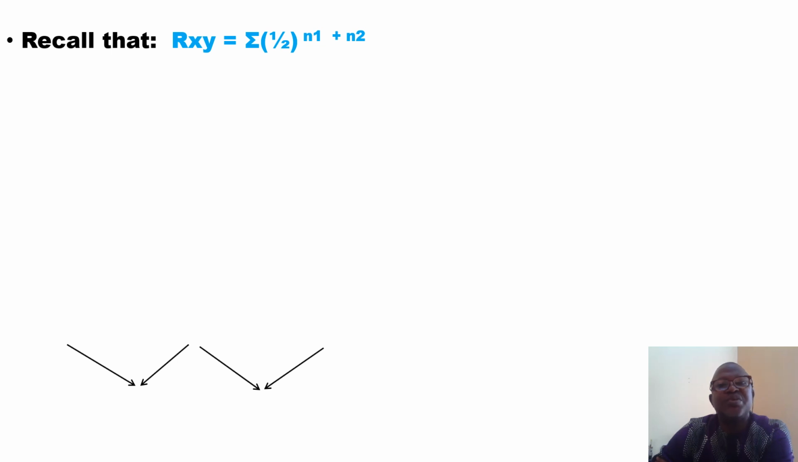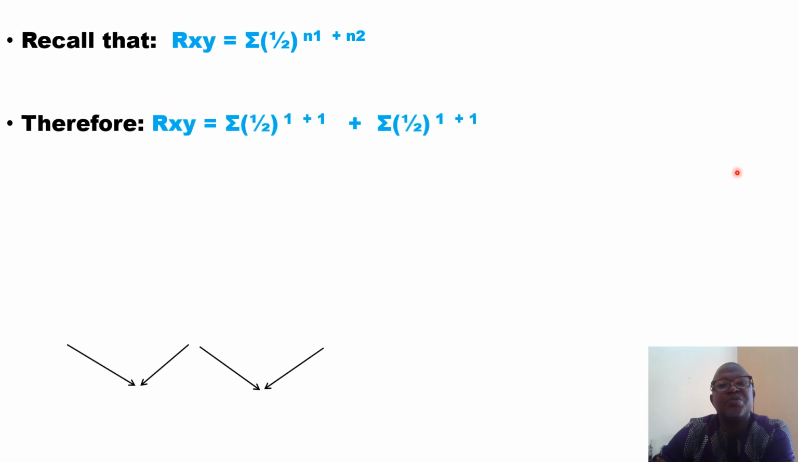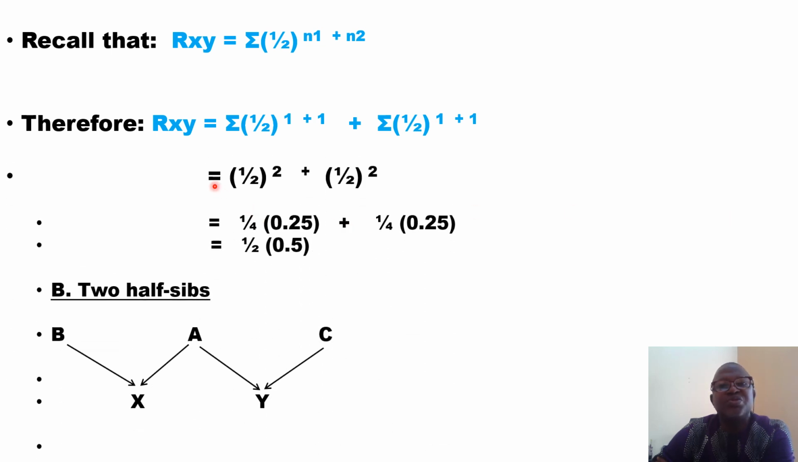So let's recall the formula for estimating relationship. If we apply that to the full sibs, we'll see that it's making two contributions, one to X and one to Y. And if you run it, this gives us half raised to power 2 plus half raised to power 2, and this will give us 1/4. 1/4 plus 1/4 gives us half. So the relationship between two full sibs is 0.5.